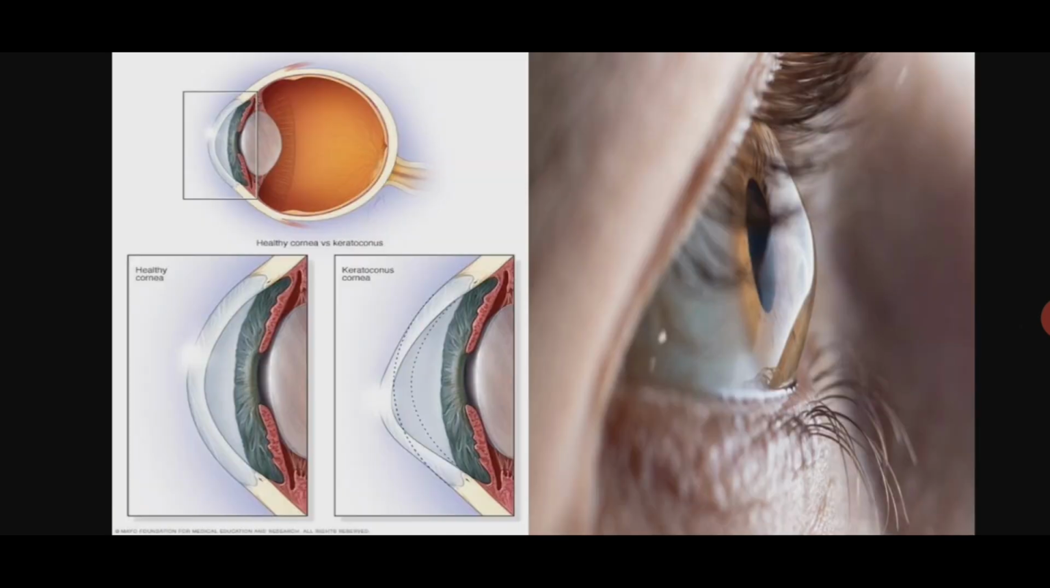On the left-hand side there is a healthy cornea picture. On the right-hand side you can see the cornea is thin and there is an inferonasal cone. So in case of keratoconus we normally get an inferonasal cone.